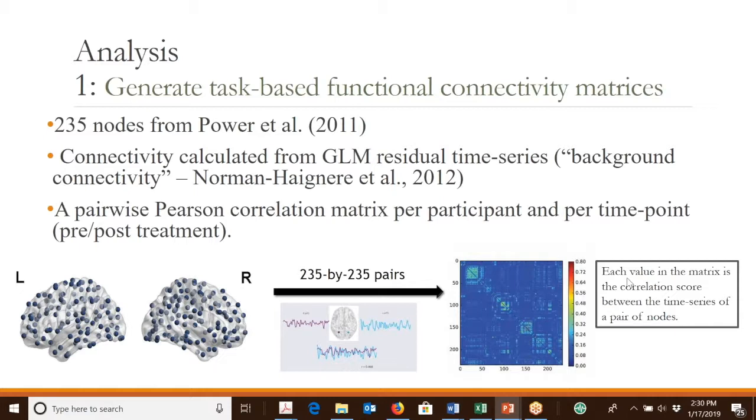So every point in this matrix, so these are the 235 nodes and 235 nodes, every point in this matrix is a correlation value that's been color-coded to indicate the intensity of the relationship between those two, or the similarity of the relationship and activation between this pair of nodes.